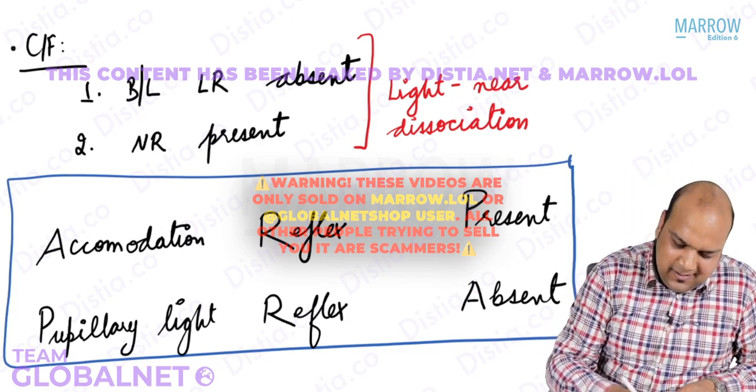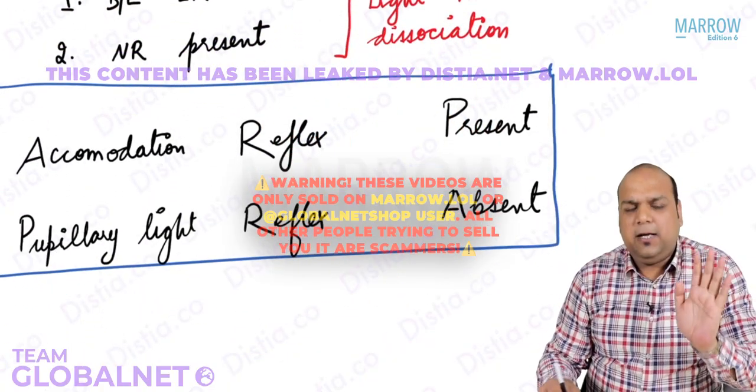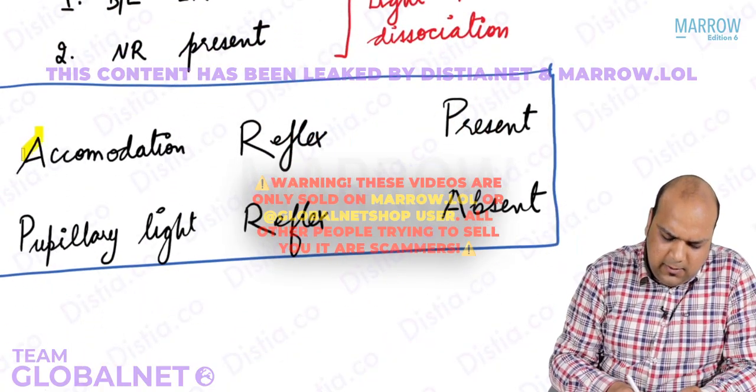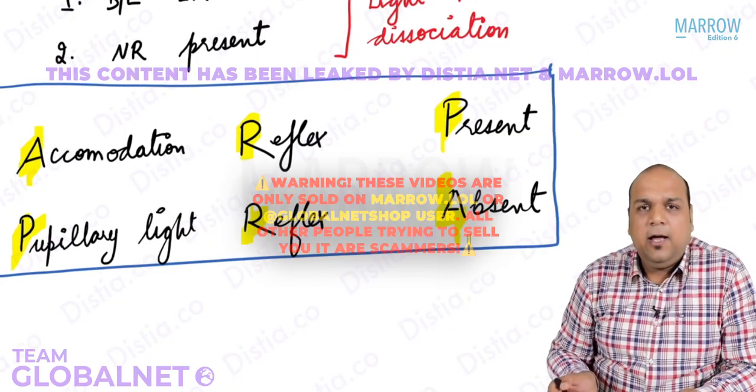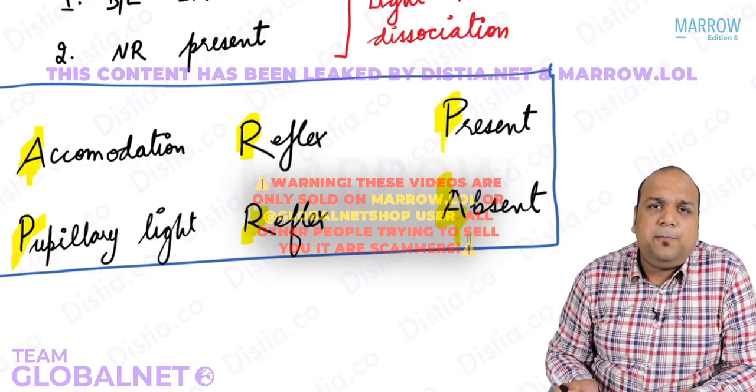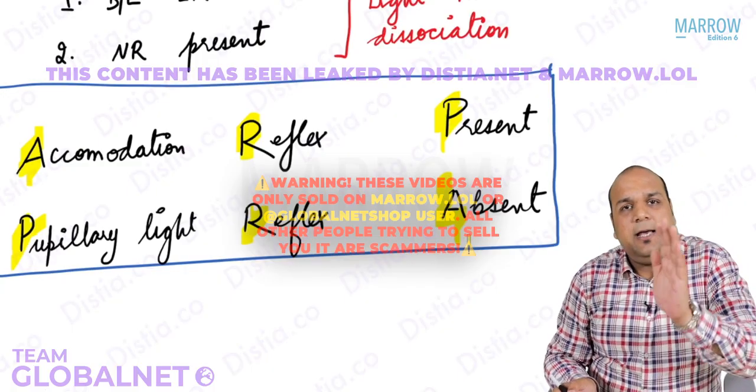Yes? Now, third clinical feature, everybody. ARP, PRA, very easy, very old mnemonic. I hope you will be able to learn this. There should not be any confusion in this whatsoever. Accommodation reflex or the near reflex is present and the light reflex or the pupillary light reflex is absent.